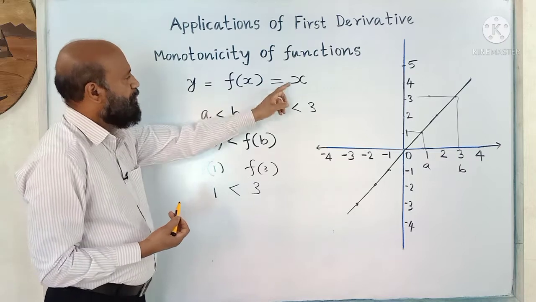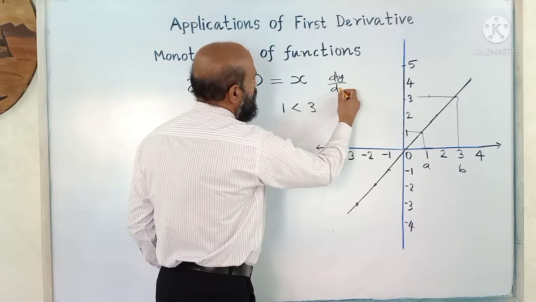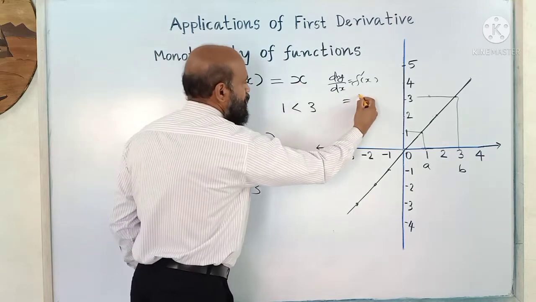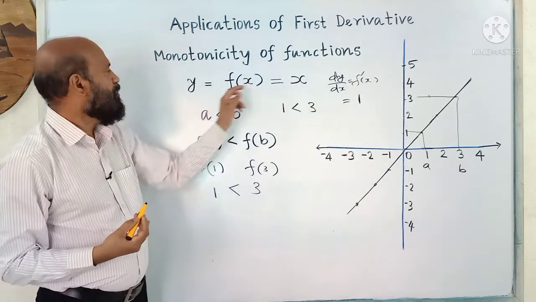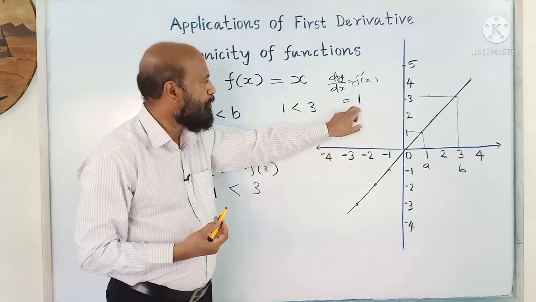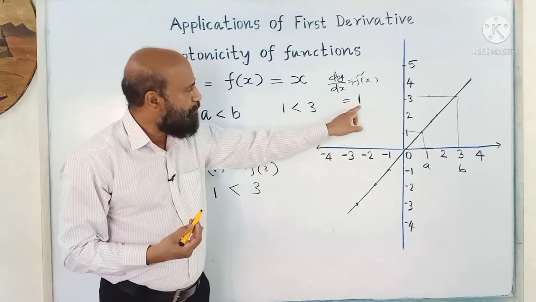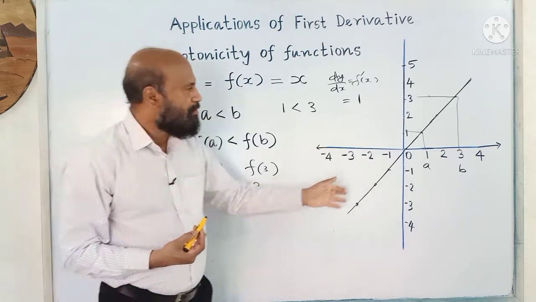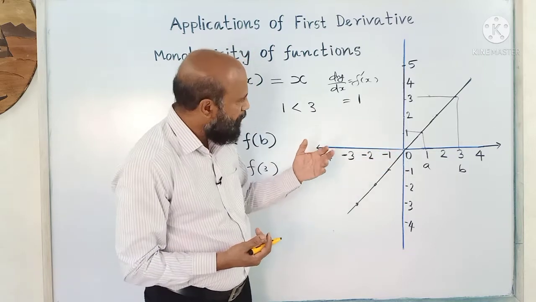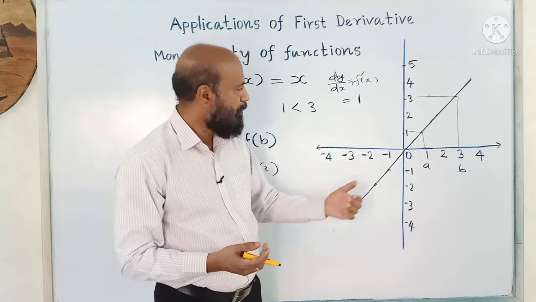Now you see the first derivative, dy by dx, or f dash x is equal to 1. Differential coefficient dy by dx is 1. So you can see it's a positive value. So first derivative is positive. This is a strictly increasing function. But if it is strictly increasing, first derivative need not be positive. That I will give another example later.